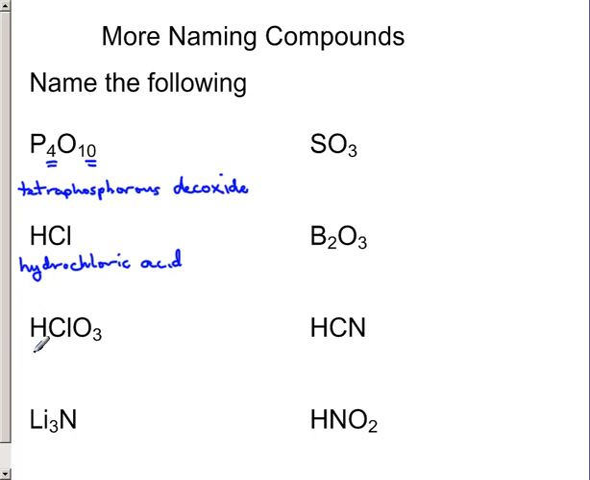HClO3. Again, this looks similar. It's H with an ion we know. That's the chlorate ion. A rule for ate ions when they're combined with H plus to make an acid is that the suffix ate becomes ic acid. So chlorate becomes chloric acid.